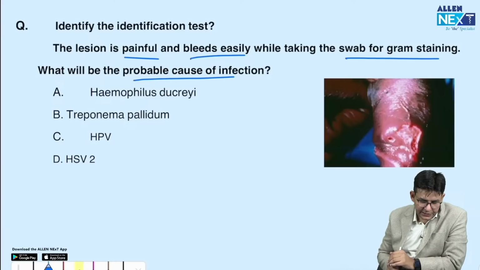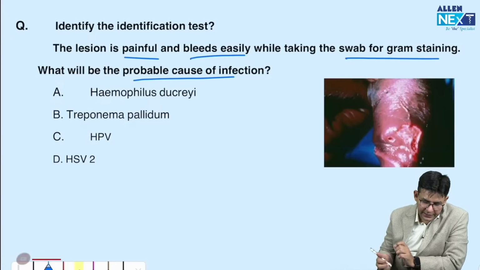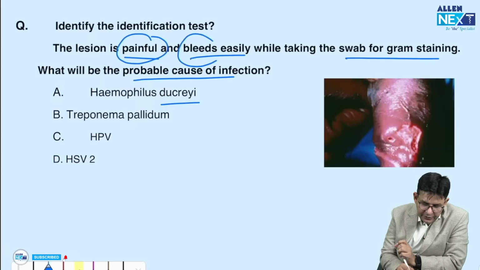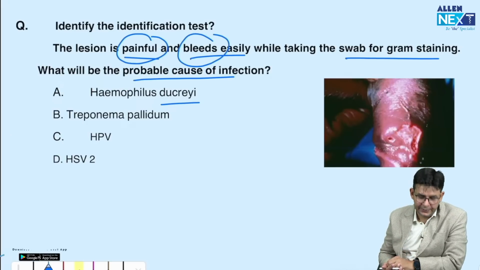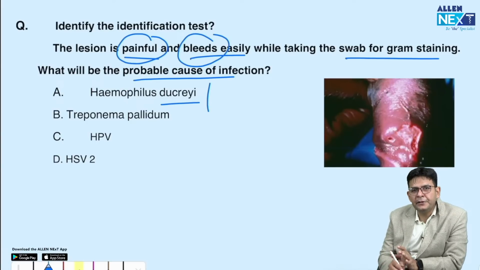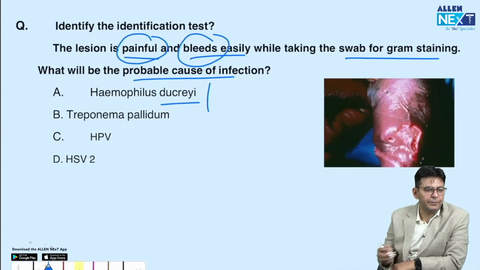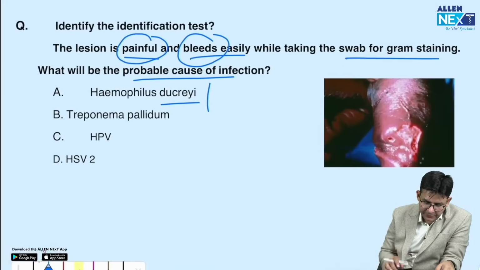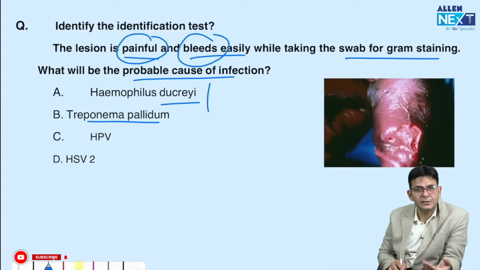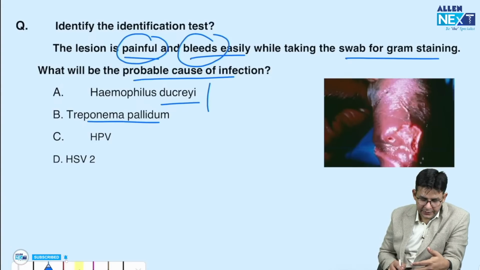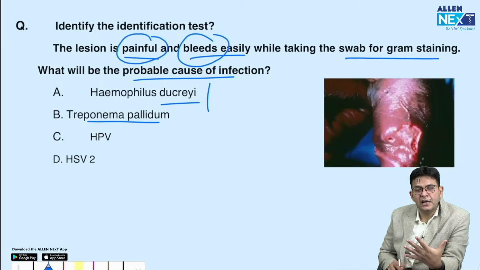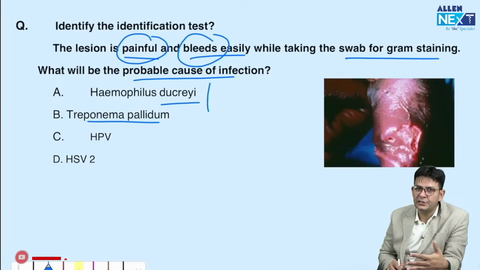And you are right guys, the answer is Haemophilus ducreyi. Haemophilus ducreyi, it is painful and it bleeds. That is chancroid. And the point I want to tell here: when you take the biopsy from here and stain it with Giemsa, you will find what? School of fish appearance or tram track appearance. That is observed in this one. And Treponema pallidum, in the same way, is painless, a hard chancre over the genitals. In this, it is a soft ulcer, which is painful.